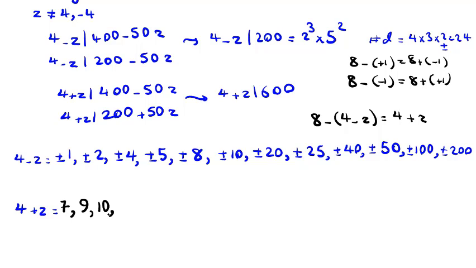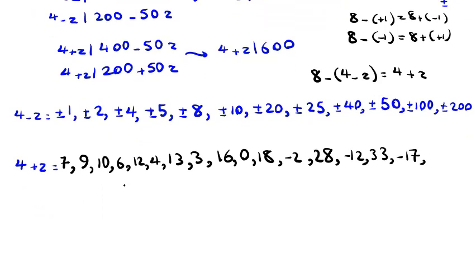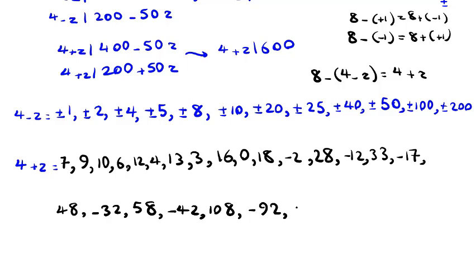It will be 10, and it will be 6, 12, 4, 13, 3, 16, 0, 18, negative 2 for these, 28, negative 12. Let me write a little better. 28, negative 12, 33, negative 17. For this one, 48, negative 32, 58, negative 42, 108, negative 92, 208, negative 192.